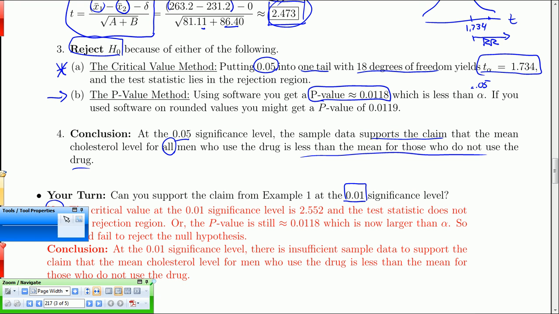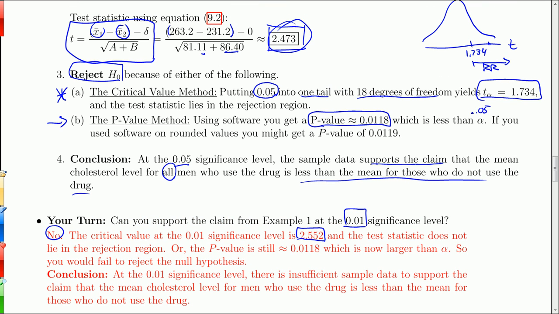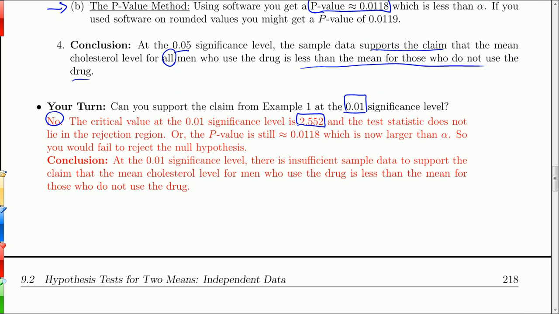And so 2.552, that's my new critical value. And our test statistic doesn't change. It's still 2.473. And it's a close call, but if you draw a t-distribution here, 2.552 is the critical value, and our rejection region is everything to the right.